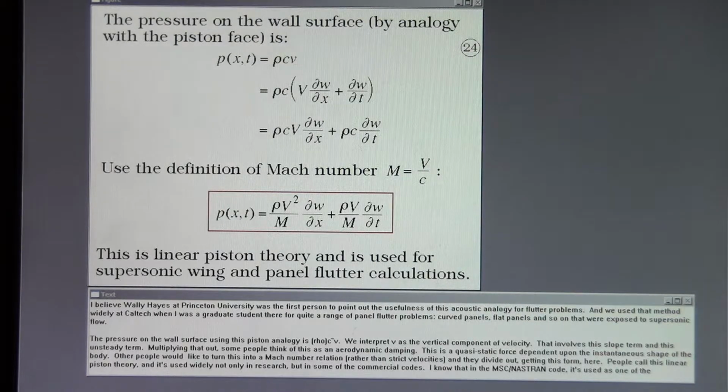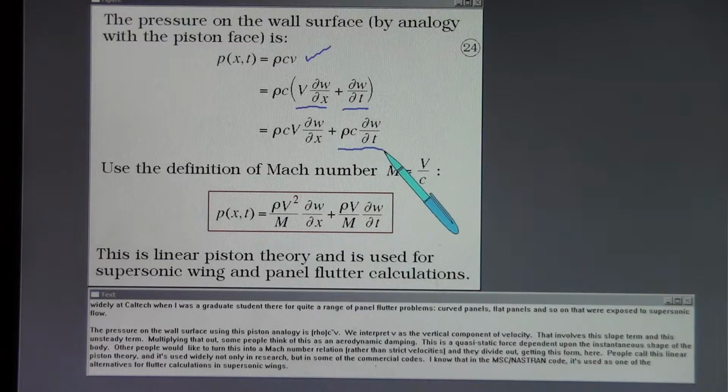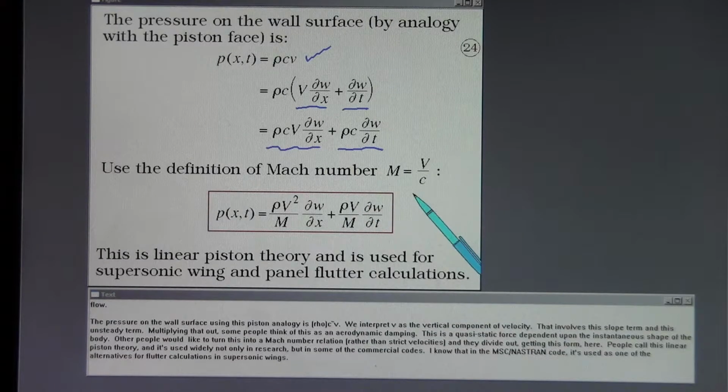The pressure on the wall surface using this piston analogy is rho c v. We interpret the v as the vertical component of velocity. That involves this slope term and then this unsteady term. Multiplying that out, some people think of this as an aerodynamic damping. This is a quasi-static force dependent on the instantaneous shape of the body. Other people would like to turn this into a Mach number relation rather than strict velocities, and they divide out in getting this form here.